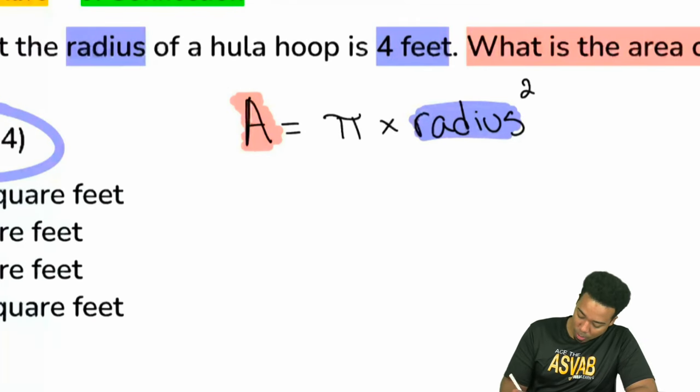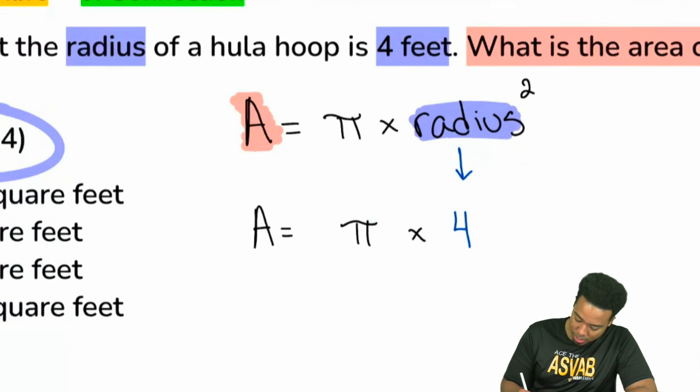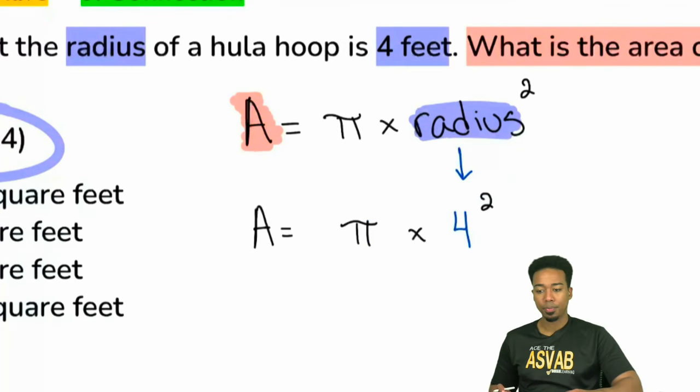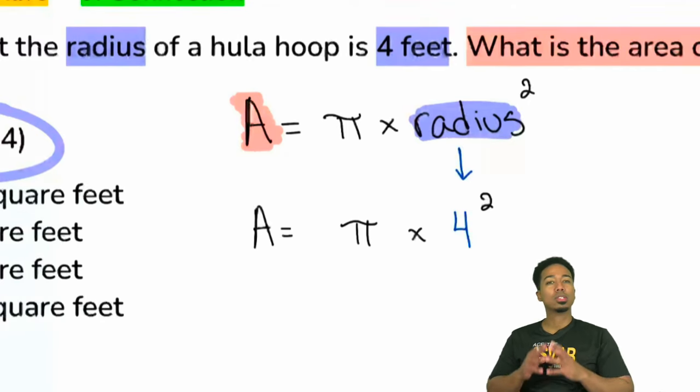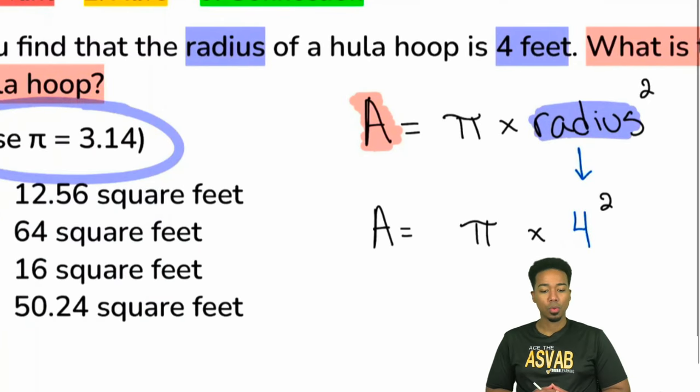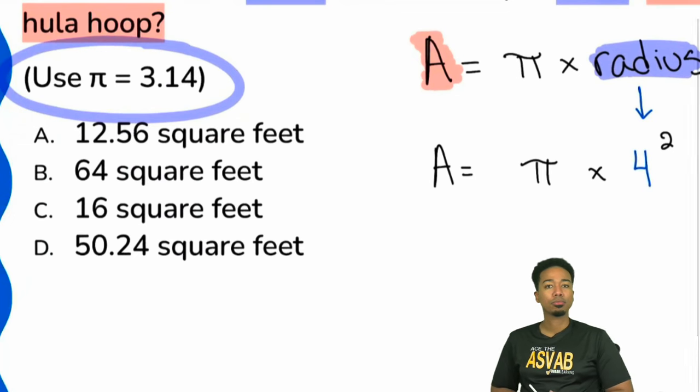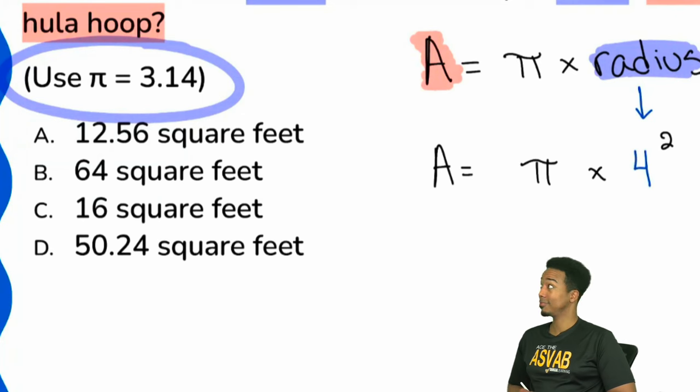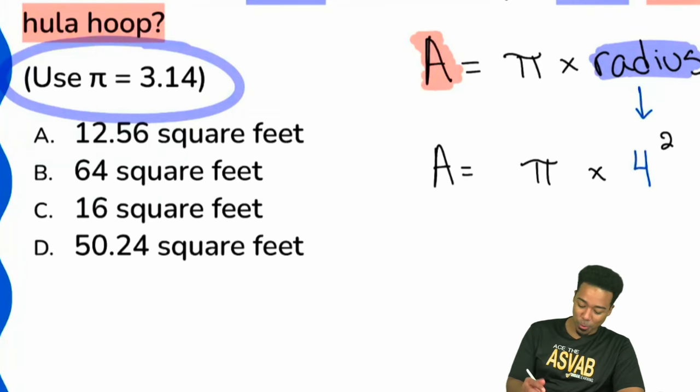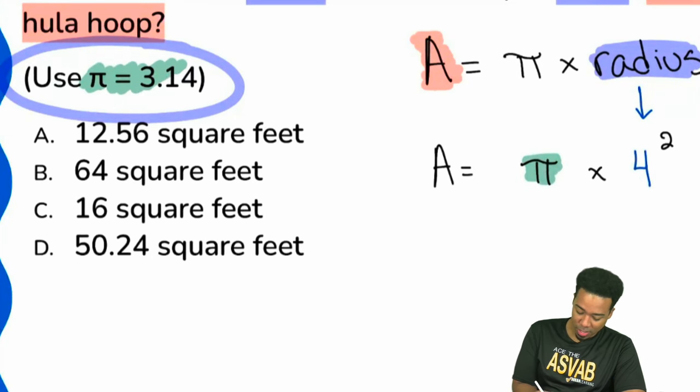So what I'll do is I'll replace the radius with 4 and rewrite everything out. Area equals pi times the radius squared. Now, everyone, what does this problem say to replace pi with? Yeah, 3.14. So we'll go ahead and replace pi right over here. Again, they say pi equals 3.14. So I'll go ahead and replace that as well over here.